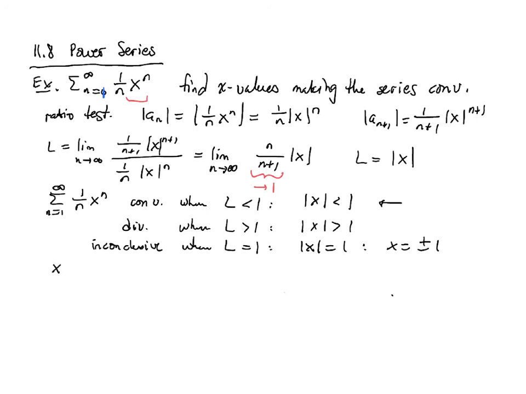So the case where x equals 1, in that case our series is of the form the summation n equals 1 to infinity of 1 over n times 1 to the n. So that's the summation n equals 1 to infinity of 1 over n. That's the harmonic series, which diverges.